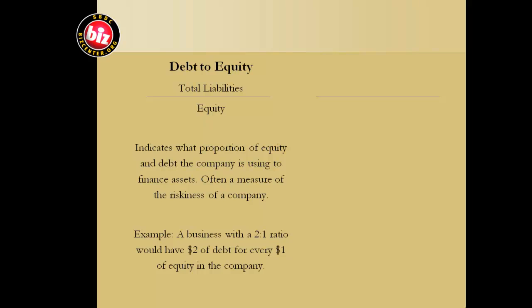For example, a business with a debt-to-equity ratio of 2 to 1 would indicate that $2 of debt was used for every dollar of equity. This could also be stated as the business is using $2 of someone else's money to finance the business for every dollar they're able to put in themselves.